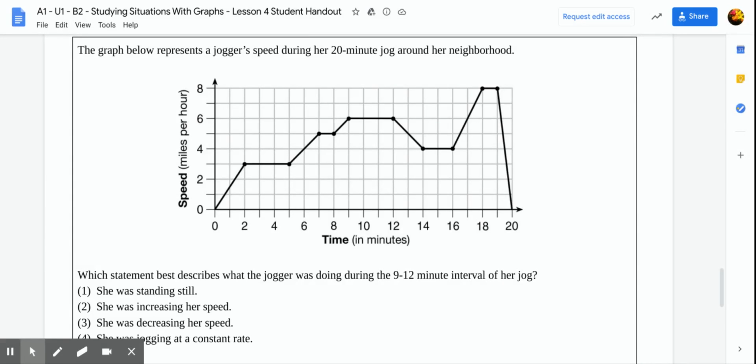Your exit ticket. The graph below represents a jogger's speed during her 20-minute jog around her neighborhood. Notice the independent variable is time in minutes. The dependent variable, speed, miles per hour. Which statement best describes what the jogger was doing during the 9 to 12 minute interval of her jog? Was she standing still? Was her speed increasing? Was her speed decreasing? Was she jogging at a constant rate?